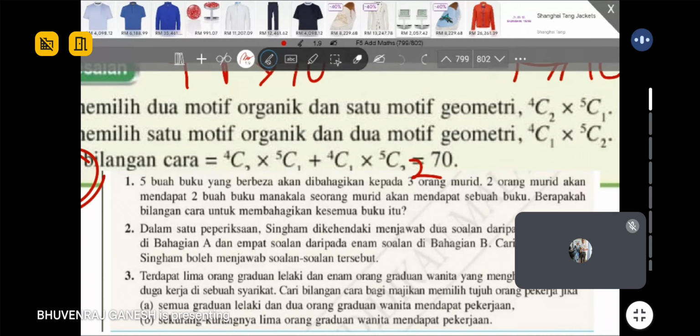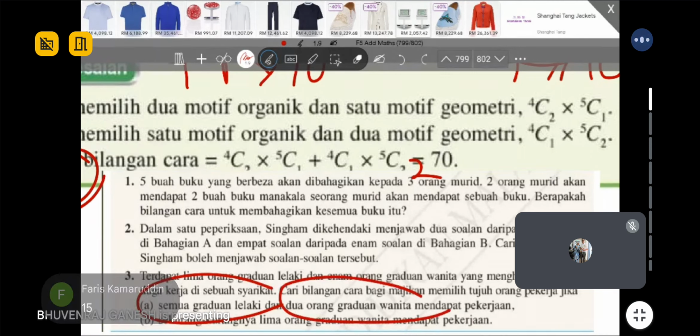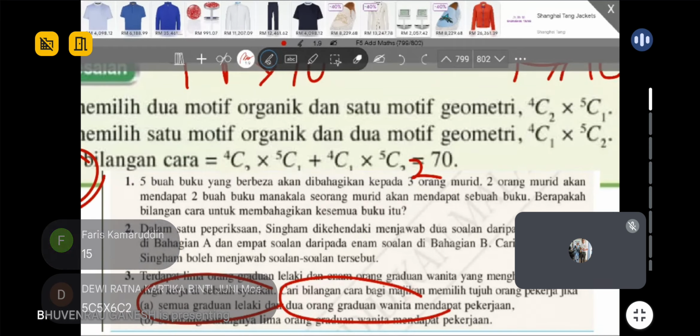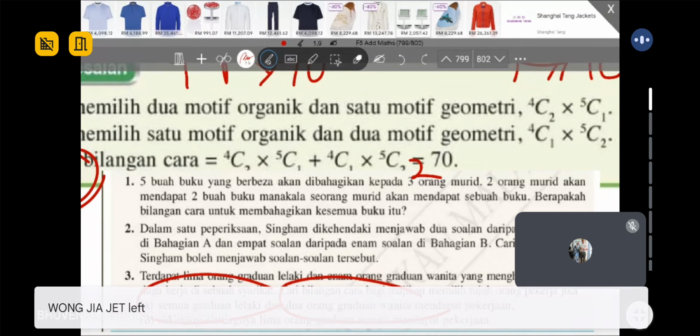You can tell the final answer also. So they say they choose all the boys and 2 of the girls. And then you got 15. Okay, very good. Yes, the answer is 15. 5C5 times 6C2. Yes, very good.